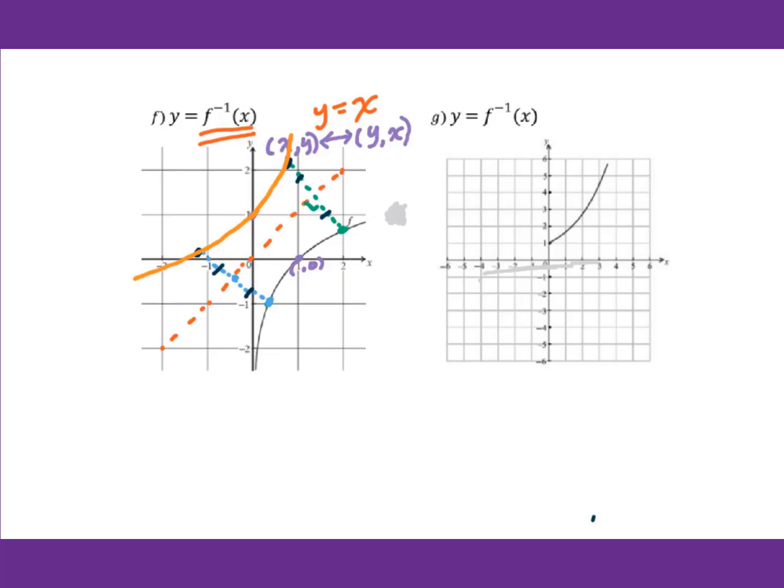When you sketch this inverse function, if you have very clear coordinates, you just need to switch. But if you cannot find clear coordinates, you can just draw the perpendicular line to the y equals x. Then make sure you have the same distance to find the other points. Let's go to G. This is still an inverse function. So we need to get y equals x first.